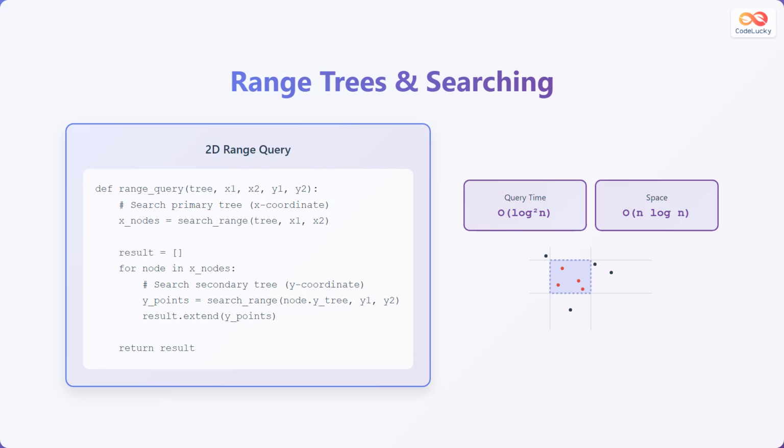Range trees are a powerful data structure for performing range queries in multi-dimensional spaces. Imagine you have a set of points in a two-dimensional plane, and you want to find all the points that lie within a given rectangular region. Range trees provide an efficient way to answer such queries. The core of the algorithm involves first searching the primary tree to find nodes within the x-coordinate range. The query time is O(log² n), reflecting the efficiency of searching in two dimensions. The space complexity is O(n log n). The visual section provides an example of a range query, illustrating the search for points within a specified rectangle.